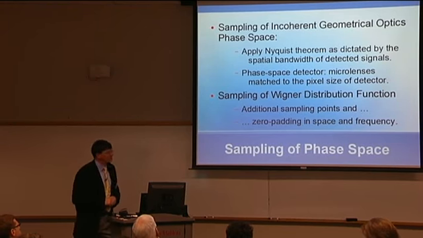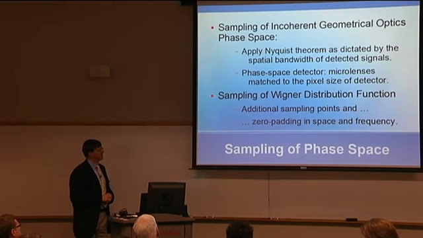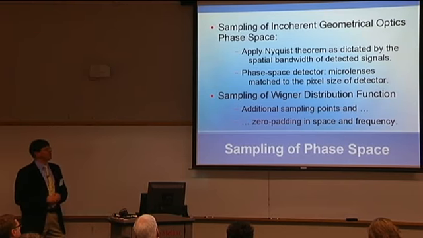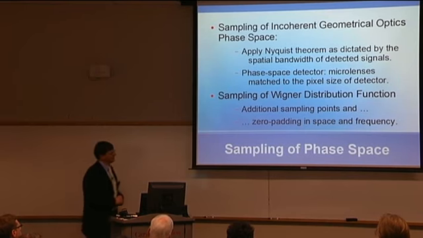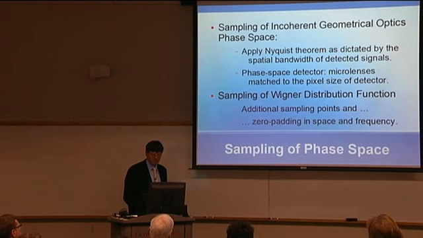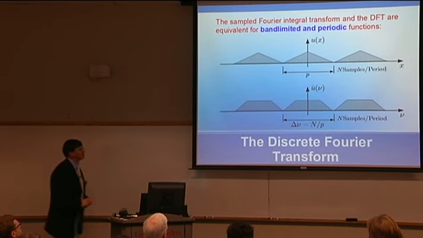Sampling the Wigner function is a different matter altogether. You need additional sampling points, and you need to do zero padding, and this is a bit of a mess. And I would argue that this is a problem around for several decades now, and there are maybe just a few publications that really drill to the core of the problem. So what is the problem?